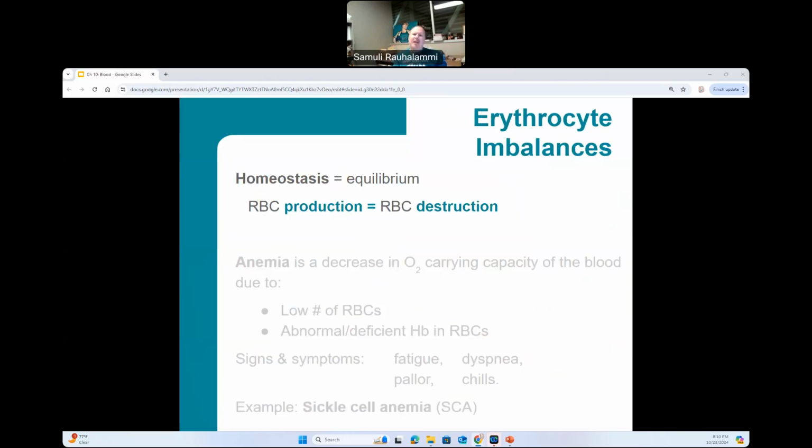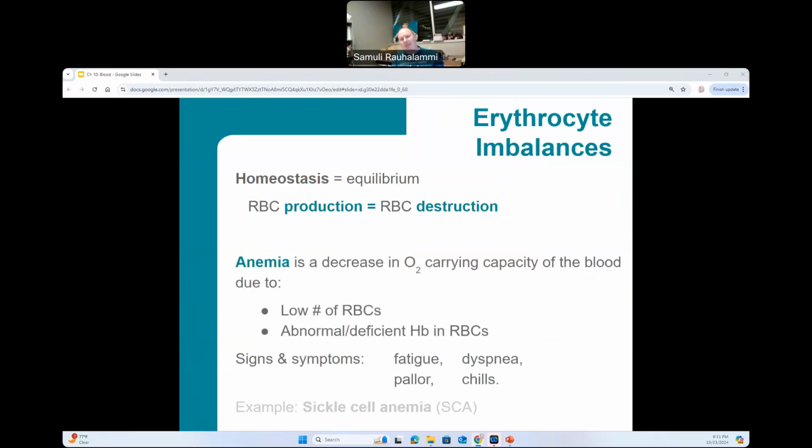So we constantly make new red blood cells, mainly at the bone marrow, and we constantly remove old red blood cells, especially at the spleen and liver. So in order for us to remain in a state of homeostasis, the rates must be equal. So we make as many as we're losing of the red blood cells.